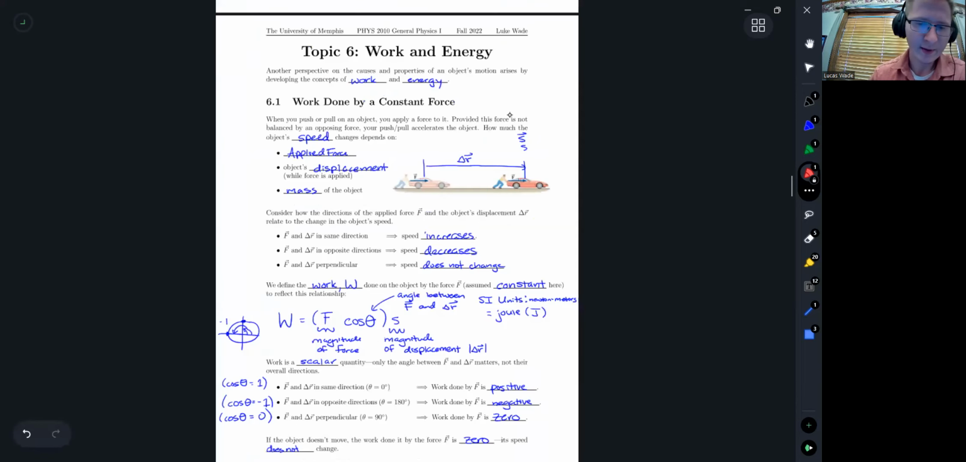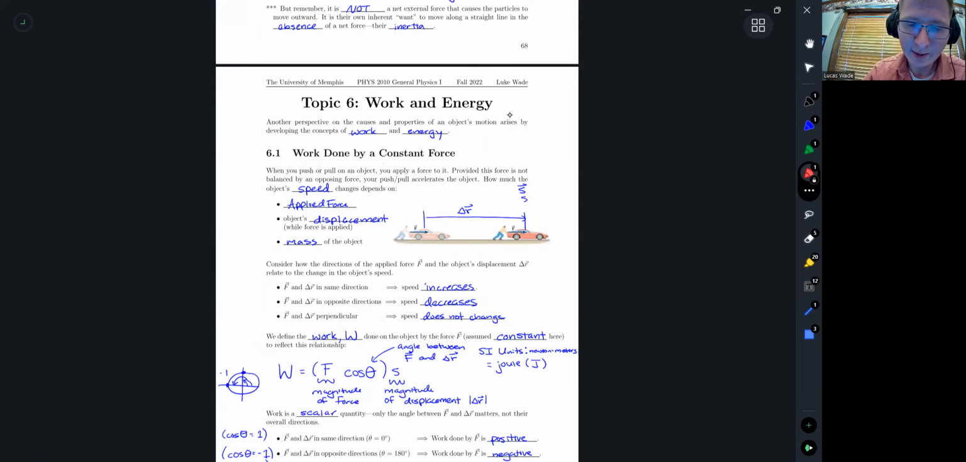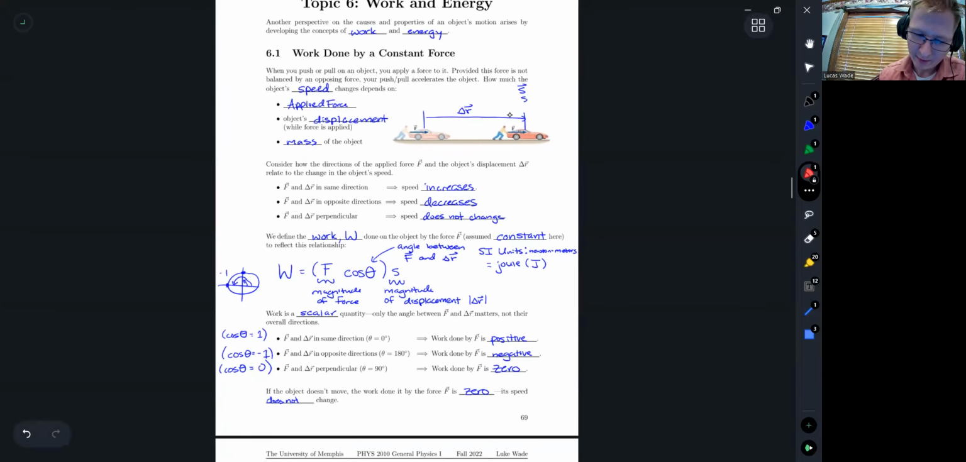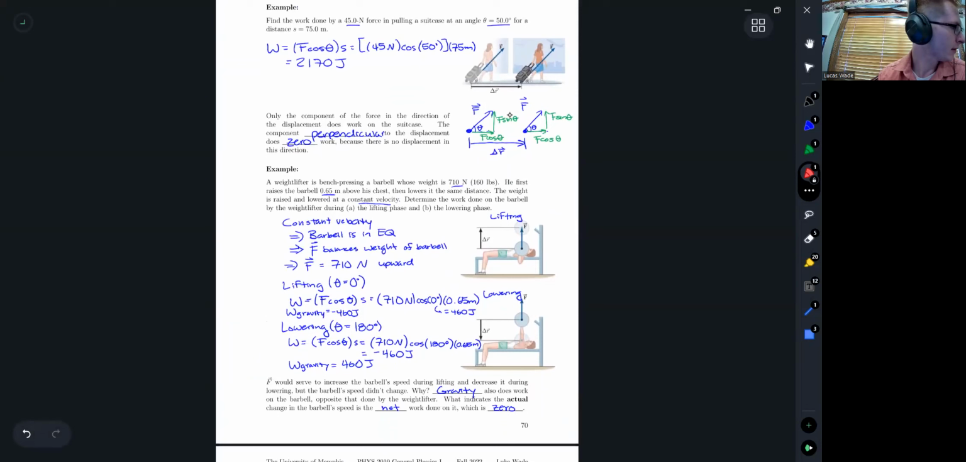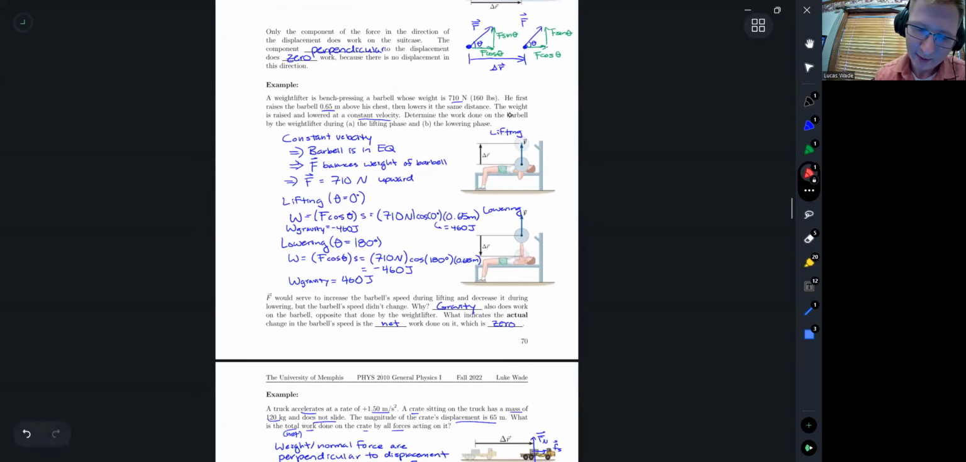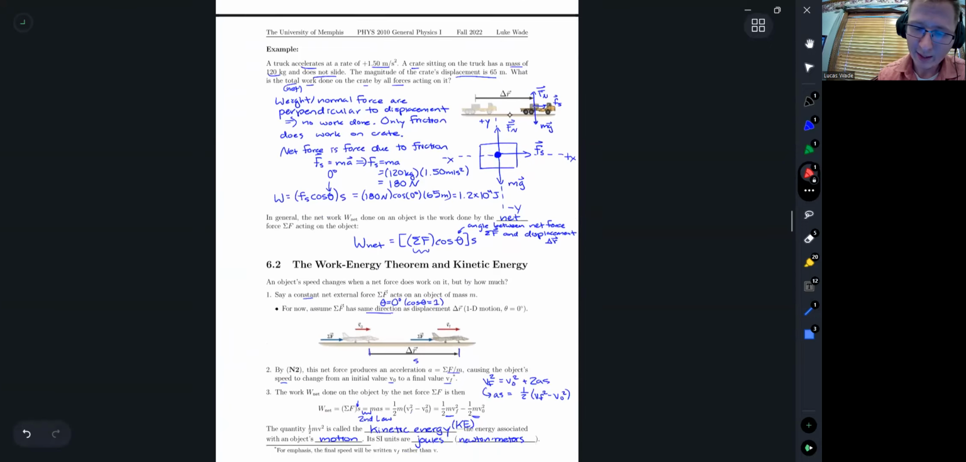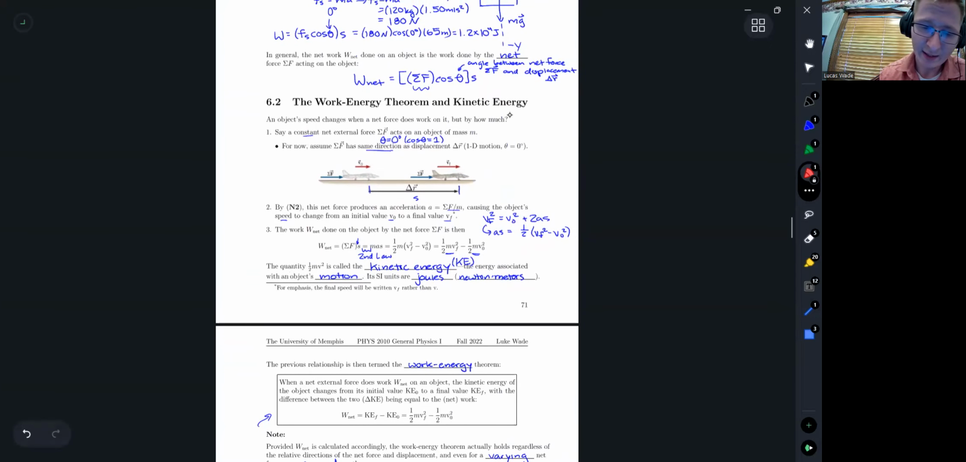So that's that chapter. Then there's topic 6, work and energy. The big thing here is that it's good to know whether positive, negative, or zero work means an increase, decrease, or no change in speed. But the biggest thing is knowing the relationship between net work and the change in kinetic energy. That's the work energy theorem, right? The work energy theorem you want to know, and then the consequences of it.